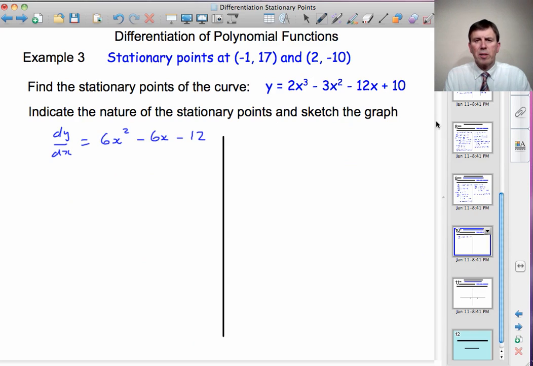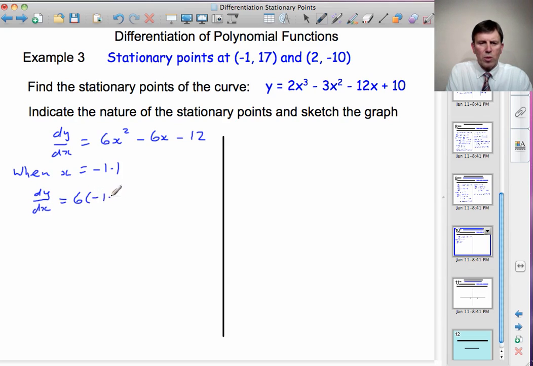We'll now look at the alternative method for determining what kind of stationary points we have. We'll look at dy by dx before and after the stationary points. So if we look at the stationary point where x is minus 1, just before minus 1, we can say when x equals minus 1.1, dy by dx is equal to 6 times minus 1.1 squared minus 6 times 1.1 minus 12. And if we put that in the calculator, we get 1.86, which is greater than 0, so it's positive.